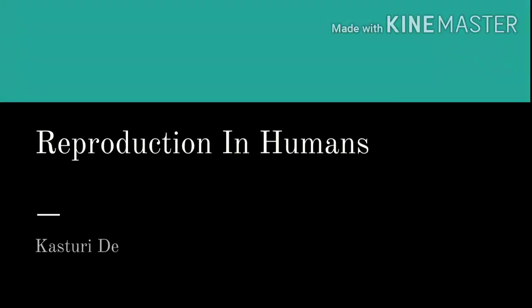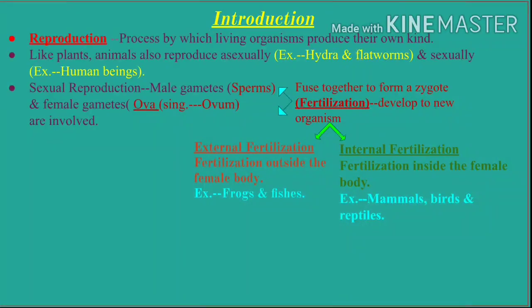Hello children, now just see your book on page number 21. Sexual reproduction in animals. Here mainly reproduction in humans is given. So, reproduction is the process by which living organisms produce their own kind. Like plants, animals also reproduce asexually as well as sexually.